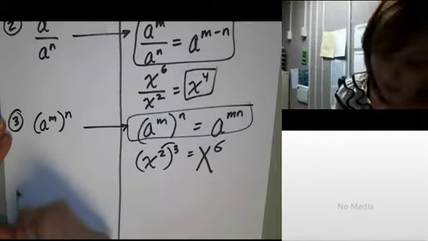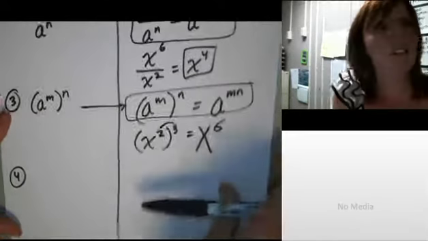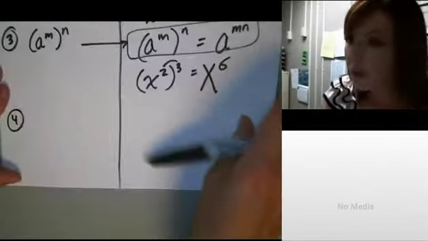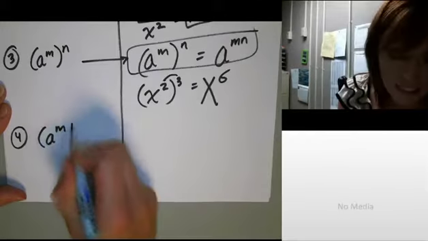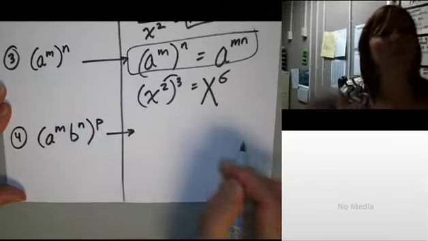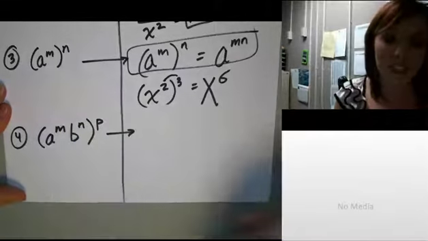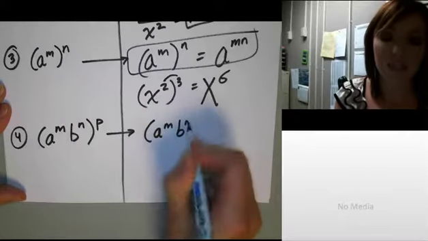Good. Okay, number 4. Next. All right, so the fourth one. Here, let me make sure you all can see that still. A to the m, b to the n, to the p power. Okay. A to the m, b to the n, to the p power.